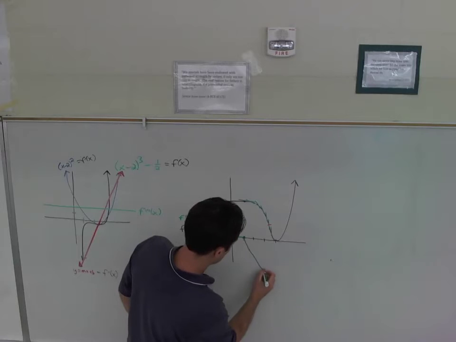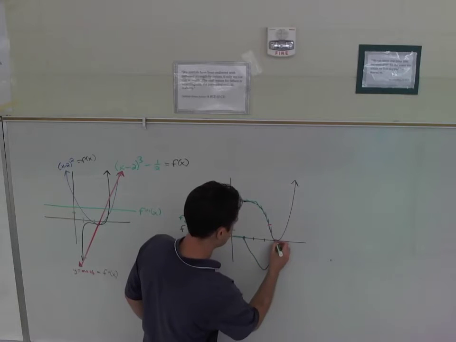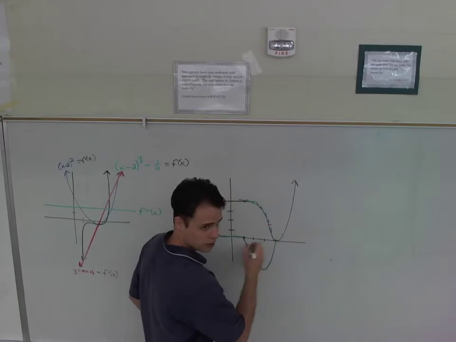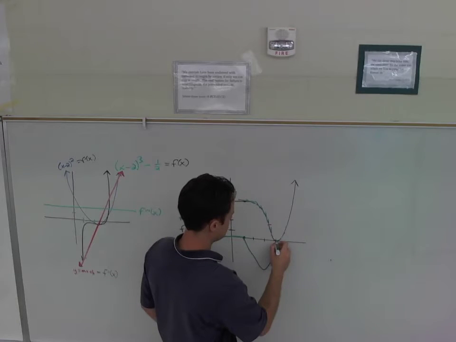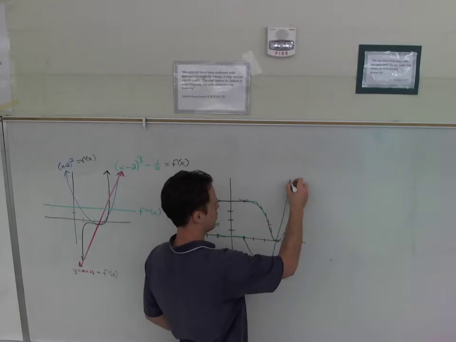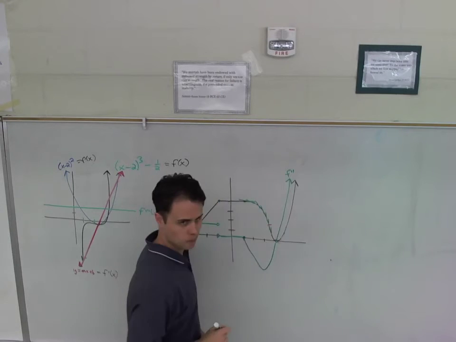Okay, so I'm going to bring this back up. We agreed the tangent line slope was 0 right there, right? And then what's happening to the tangent line after that? It's positive, so I'm just going to go something like that. There we go. That's f double prime, right?